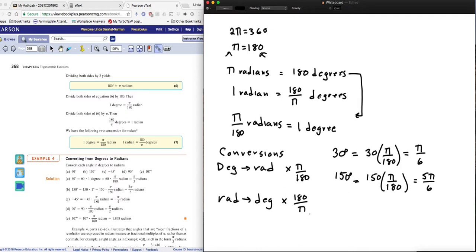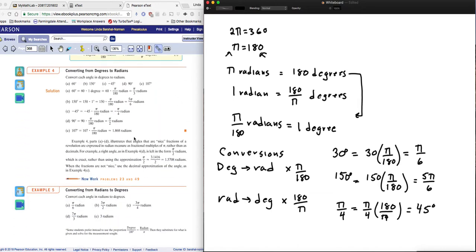If I want to go the other way, suppose I have, let's say, pi over 4 radians, and I want to change that to degrees. I'm going to take my pi over 4, and I'm going to multiply by 180 over pi, which is going to give me 4 into 180 is 45. 45 degrees. There are some conversion problems in this section that I'm going to want you to take a look at.